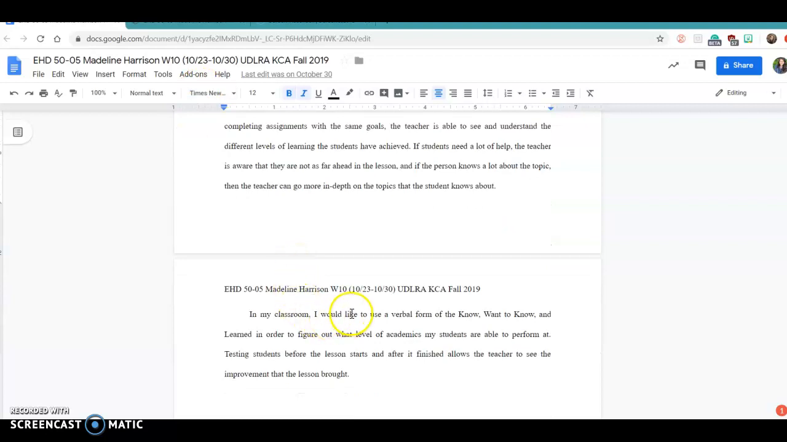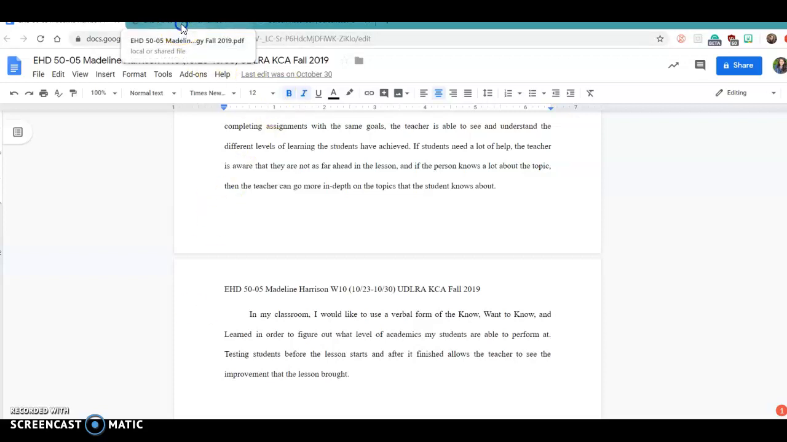And then I talked about that in my own classroom. I would like to use the charts about what you know, what you want to know, and then what you learned. I just think that it's a good way for not only me, but also my students to keep track of what they knew at the beginning and how much they've grown throughout that lesson.